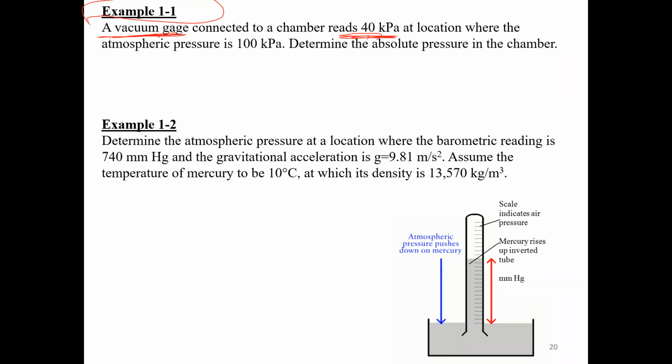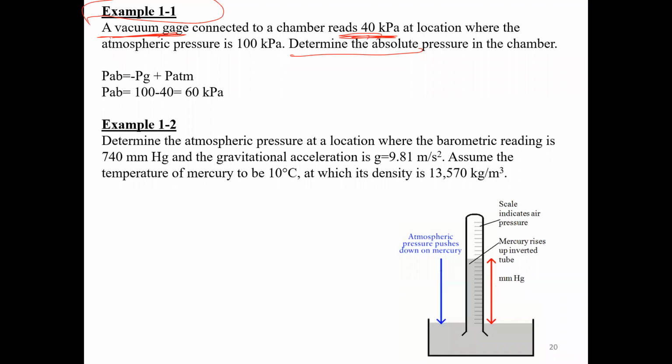We go back to our definition for P absolute. We know that now P absolute is P atmosphere minus the vacuum pressure, right? So you determine the absolute pressure. Just simply you apply this and then you find the absolute pressure. Okay.